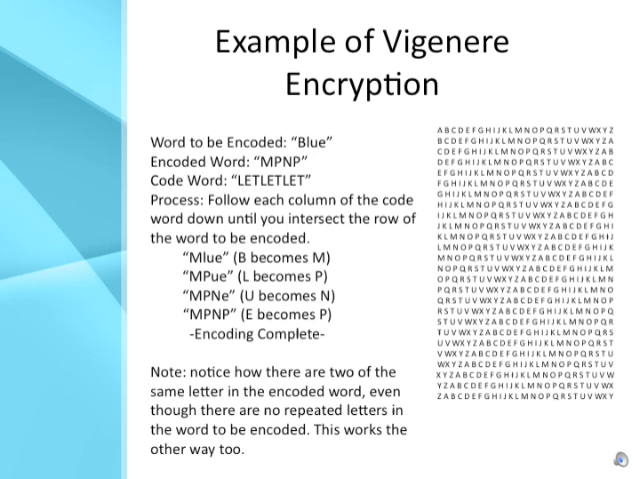For example, blue becomes MPNP using the code word let. Notice that even though no letters are repeated in the word to be encoded, there are letters repeated in the encoded word. This works both ways.